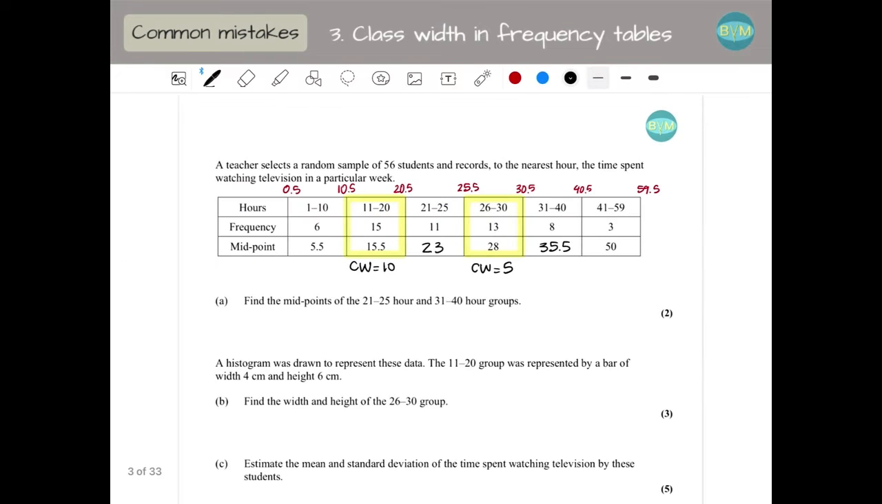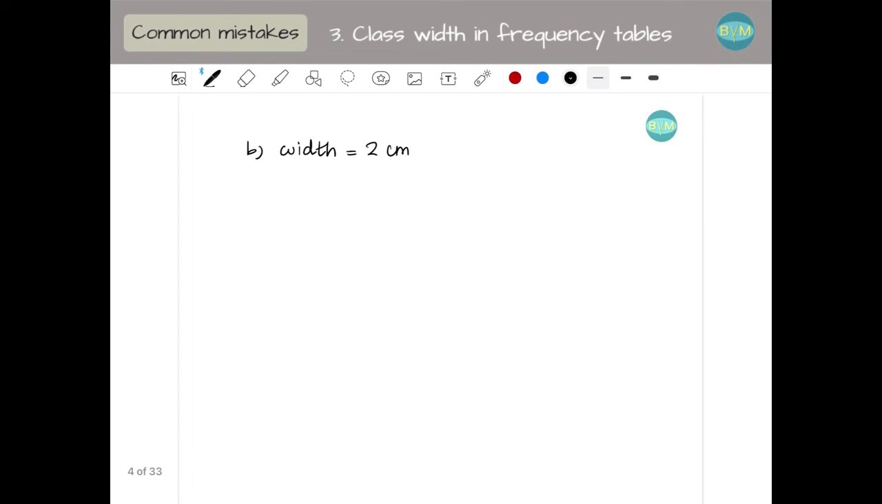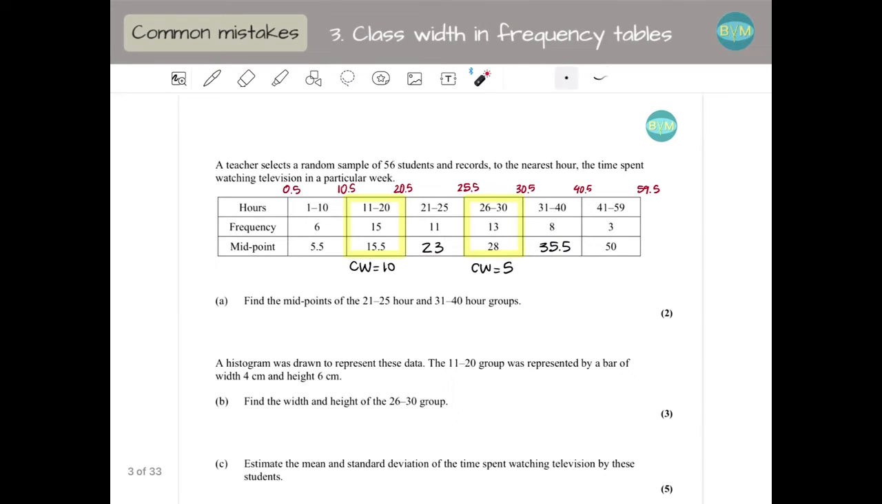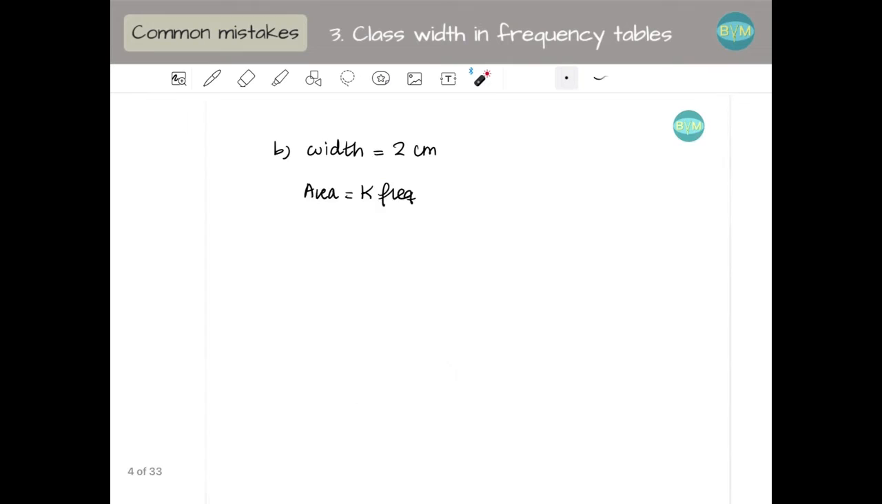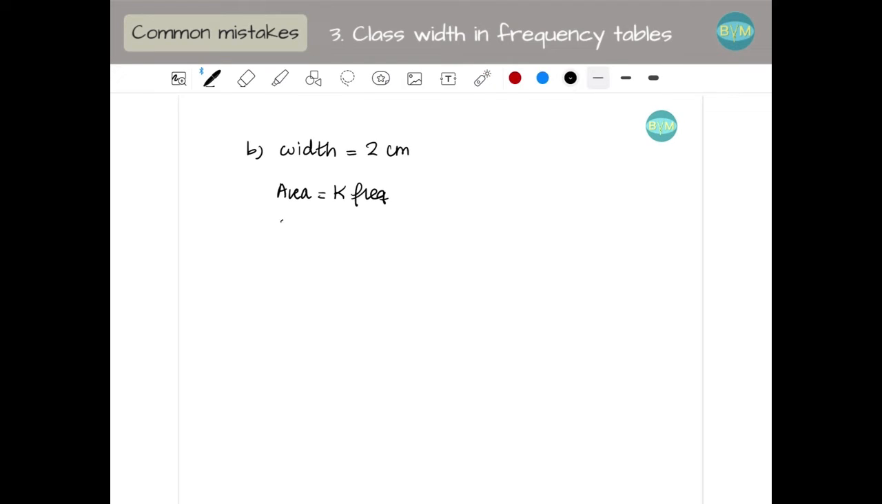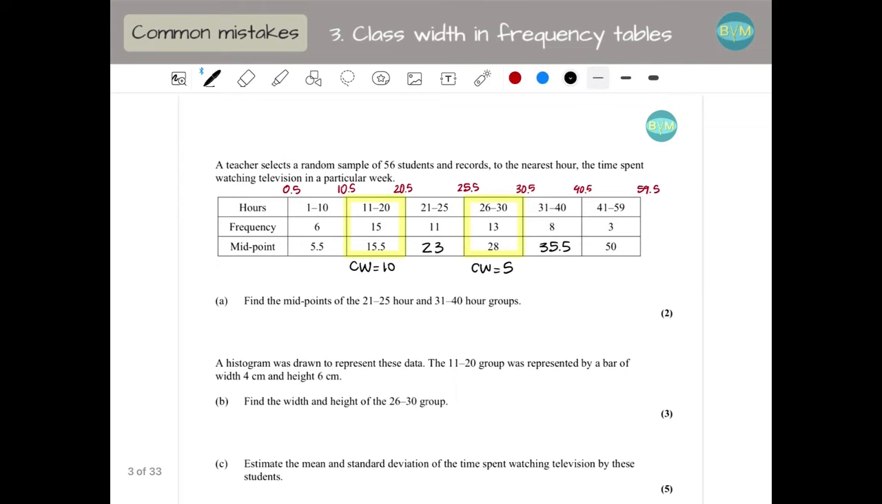Then to find the height, we can consider that in histograms the area is proportional to the frequency, or the frequency is proportional to the area. It doesn't matter how you write it. So if we consider the first bar, the area of that bar is 4 times 6, so 24, which is proportional to the frequency. And in that bar we are representing 15 students.